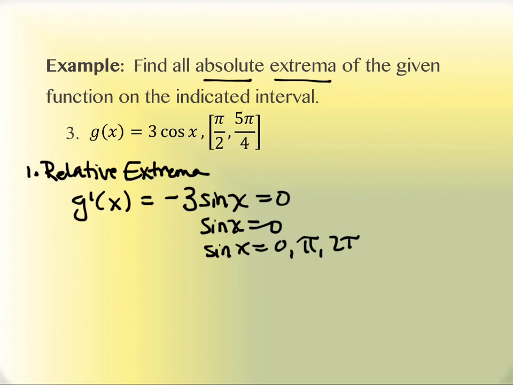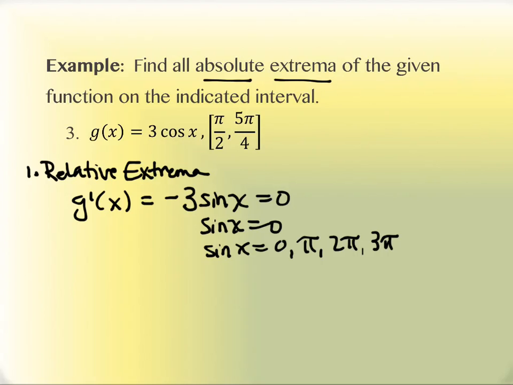And 2 pi, and 3 pi, and -pi, and -2 pi, and -3 pi. So on your unit circle, it's every time you hit the x-axis, right? It's on the left-hand side and the right-hand side of your x-axis on the unit circle, and it happens repeatedly. It just keeps going round and round. We keep hitting the x-axis, right?